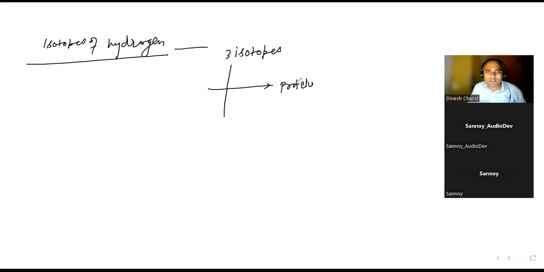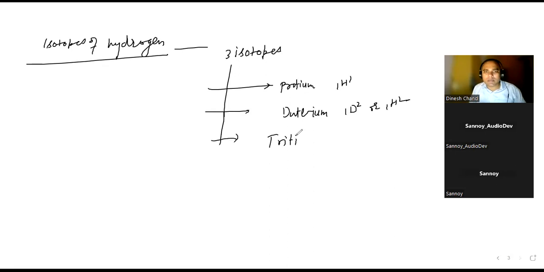This is protium, 1H1. The second one is deuterium, that is 1D2, or 1H2 also, remember. And the last one is tritium, 1T3 or 1H3. That is the same symbol.